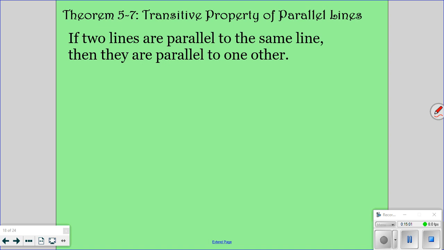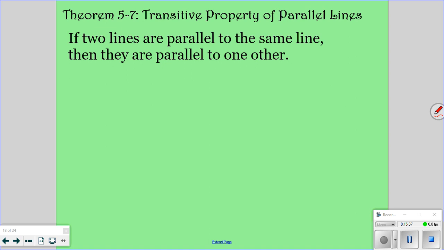Okay, so looking at theorem 5.7, this one has a name. It's called the transitive property of parallel lines. So if two lines are parallel to the same line, then they are parallel to one another. Let me say this. If Jasper is the same height as Daniel, and Daniel is the same height as Jason, then that means that Jasper has to be the same height as Jason. That's using the transitive property of heights, I guess you could say.